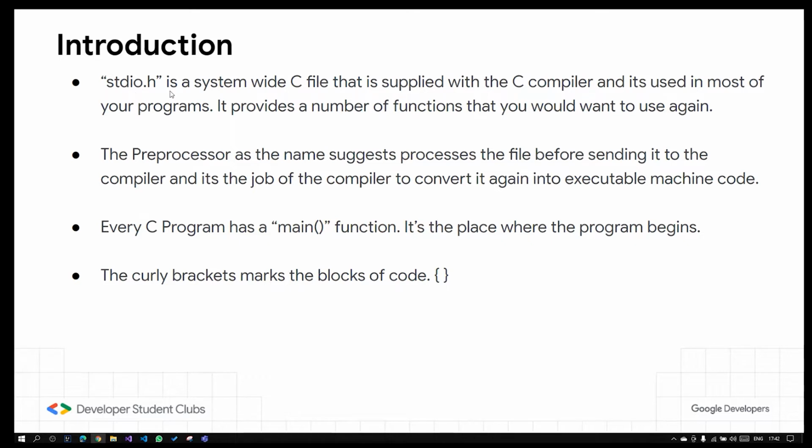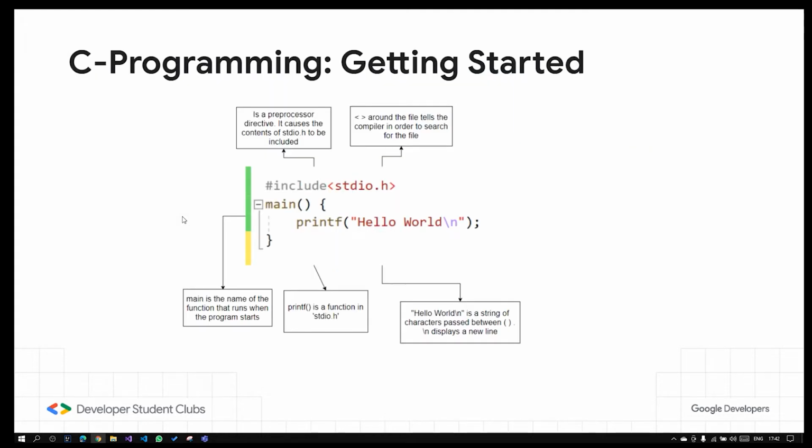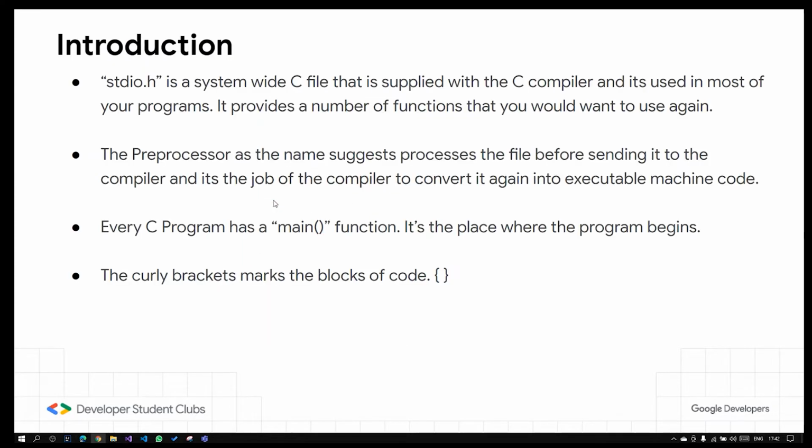As I told, stdio.h is a system-wide C file that is supplied to the compiler, and it is used in most of the programs. It provides a number of functions. So this is the preprocessor. As we have seen, this statement here, hash include stdio.h, forms the preprocessor directive. Every C program has a main function, as we have just discussed, and it's the place where the program begins. The curly brackets mark the blocks of code. You are writing some kind of business logic, and that business logic is entered into these curly brackets.